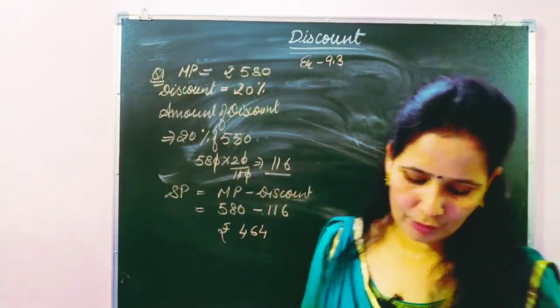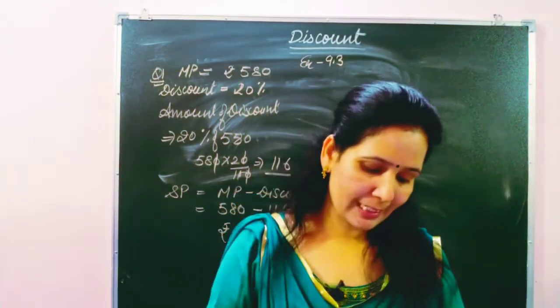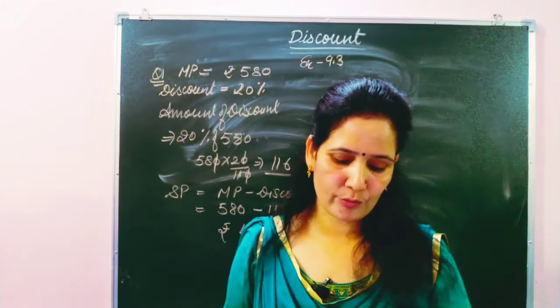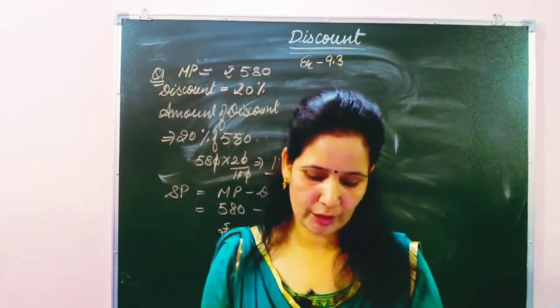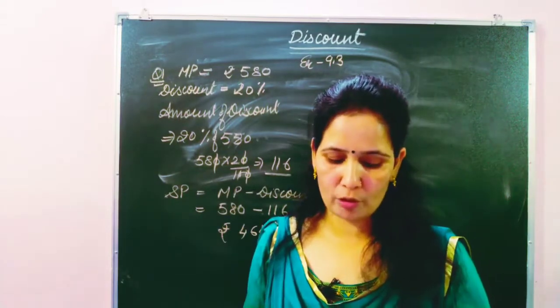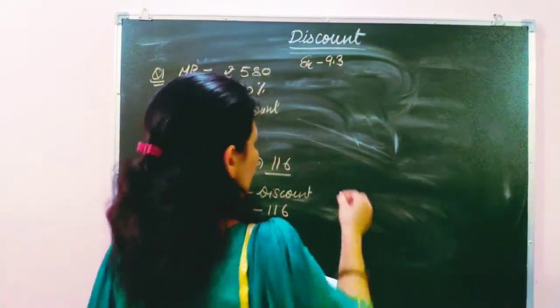Okay students, now move to question number 2. In question number 2, they have given that Sukhmani buys dress material after availing a discount of 15%. Here we have to find out the marked price of the dress. So let's see this one, question number 2.